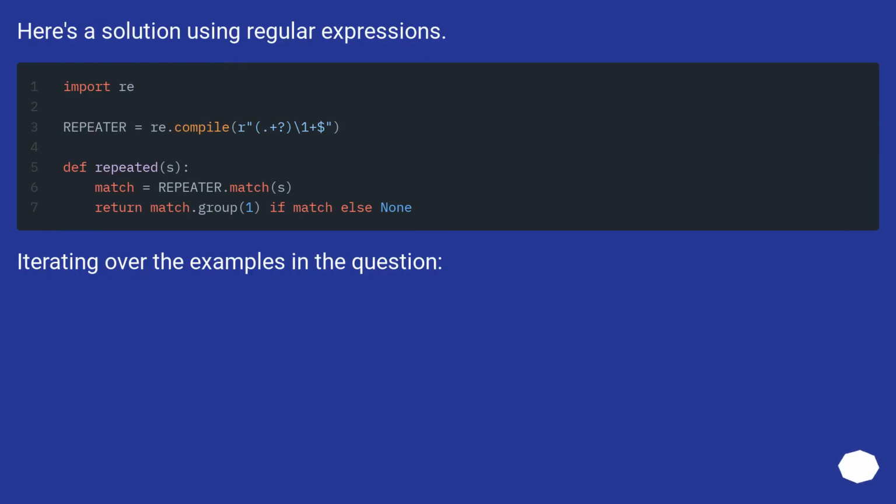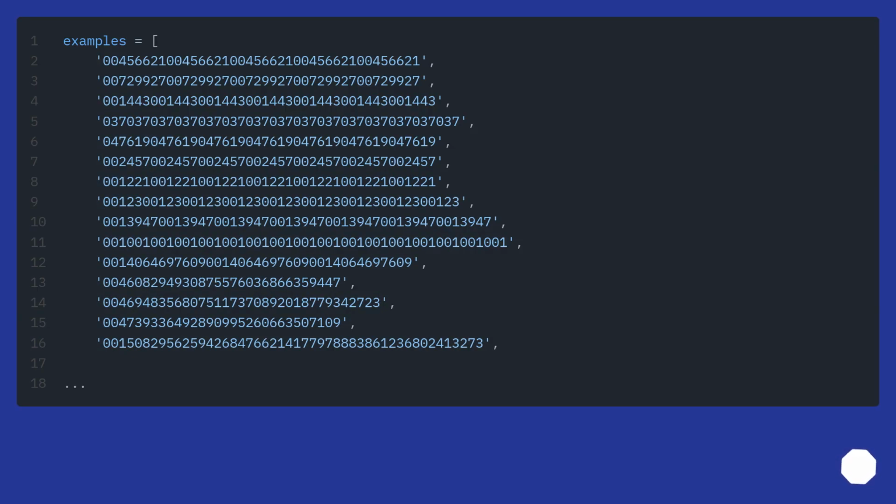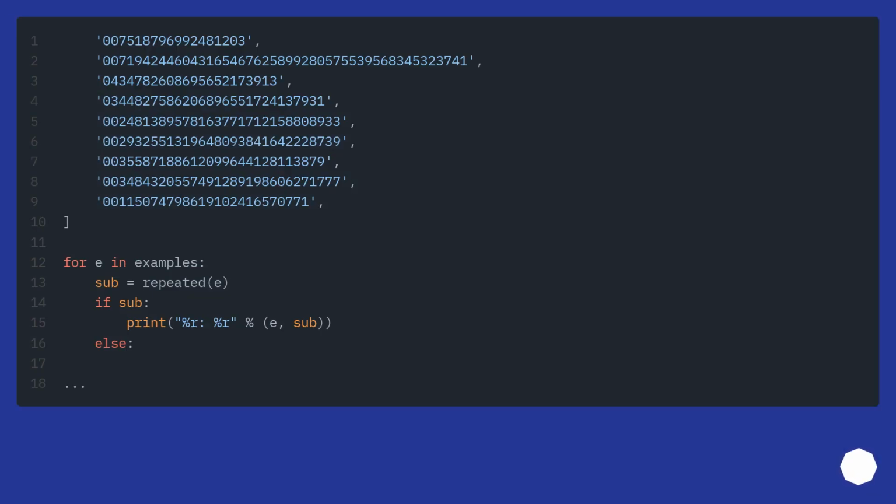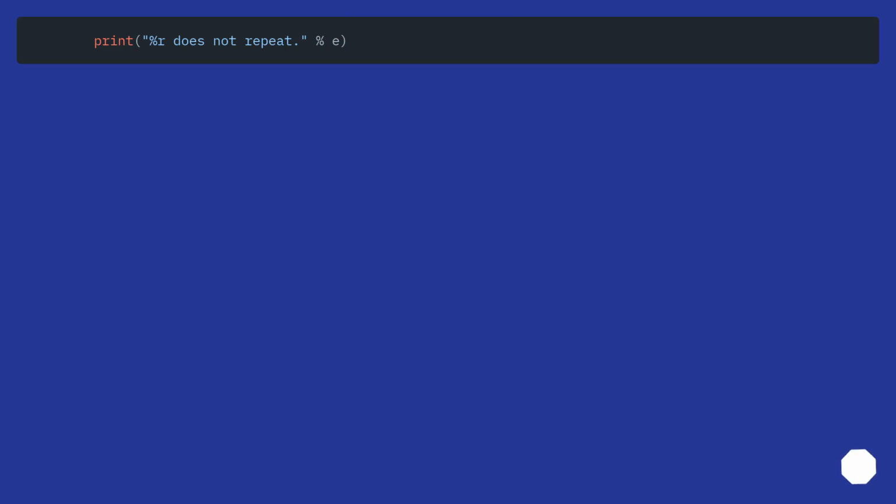Here's a solution using regular expressions. Iterating over the examples in the question, it produces this output.